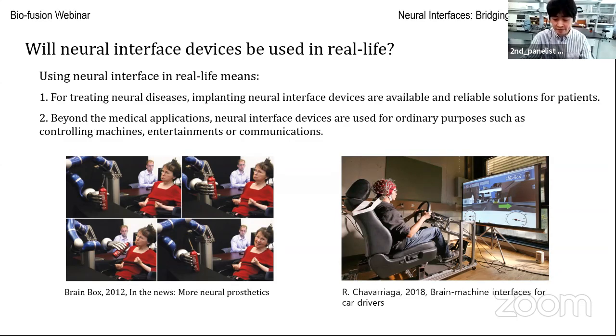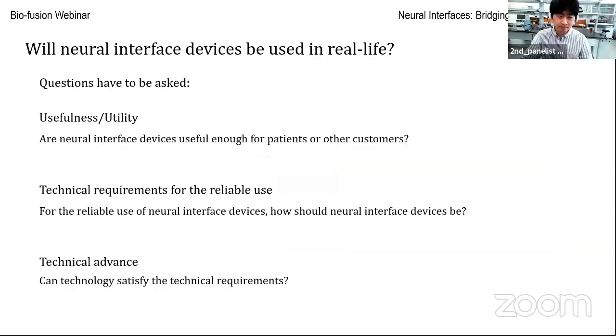You might once have seen those devices in SF novels or movies. Those devices are not for medical purposes, but for ordinary purposes, where those features will be brought someday. In order to think about the feasibility of those features, we have to answer three questions.